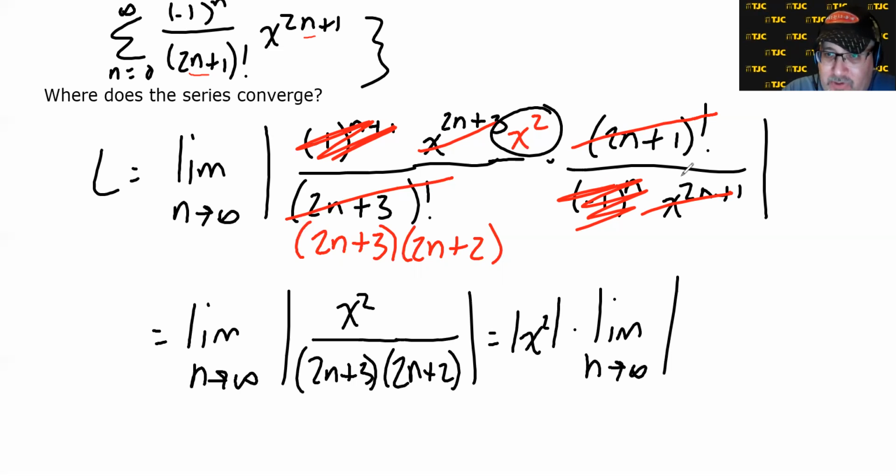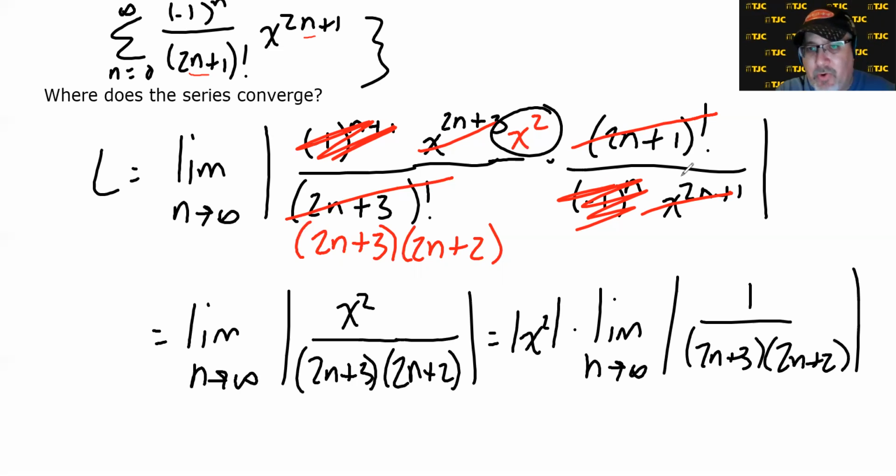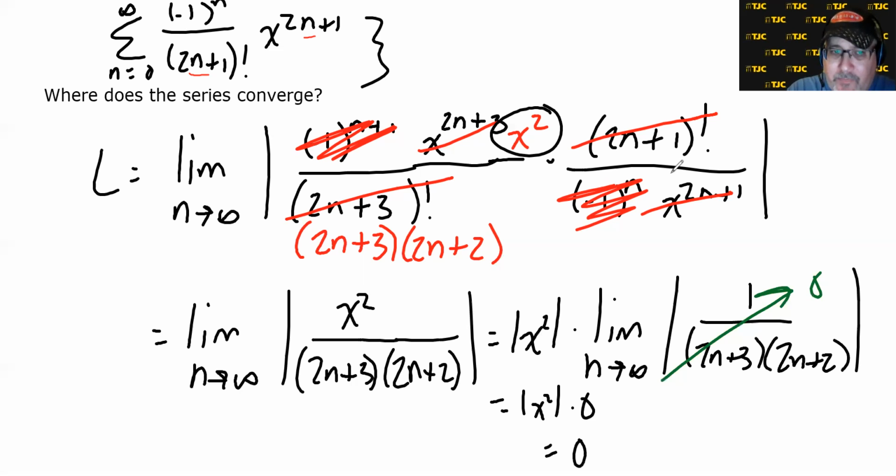And we're left with the absolute value of 1 over (2n+3)(2n+2). But this is an old story. Because the denominator is going to infinity, this whole fraction is going to 0. And so we get the absolute value of x squared times 0, which of course is equal to 0. Our limit is equal to 0.